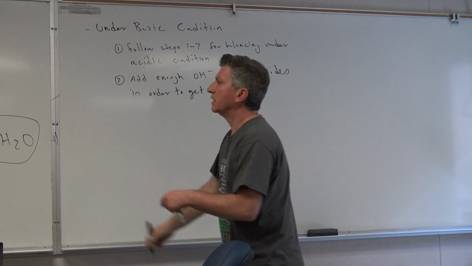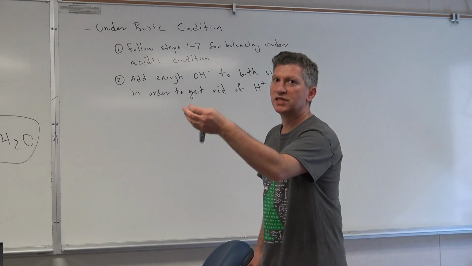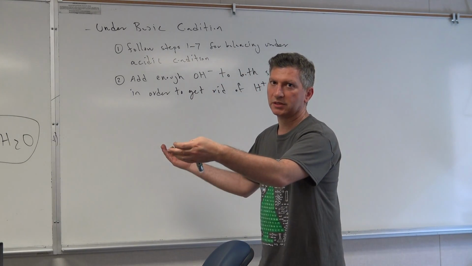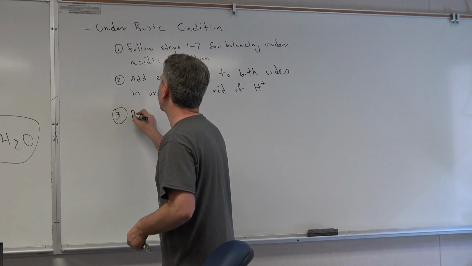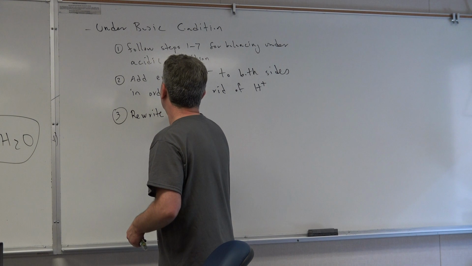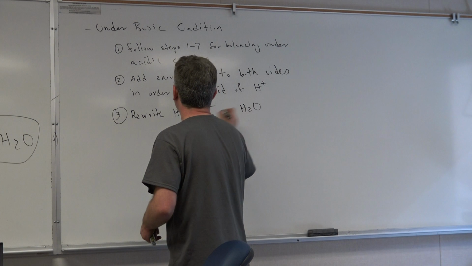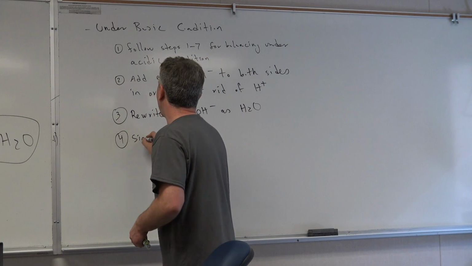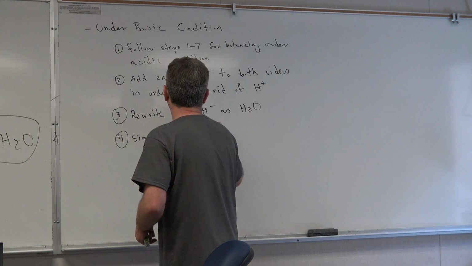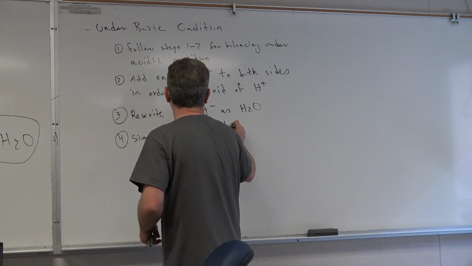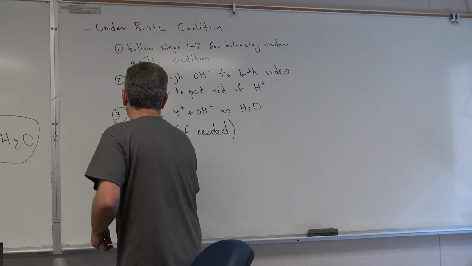hydrogen ions. So here I have 14 hydrogen ions on the reactant side. If you rewind the video, you'll see. That means I have to add 14 hydroxide ions to both the reactant and product side in order to get rid of those 14 hydrogen ions. How do I get rid of the hydrogen ions? You rewrite H plus OH minus as H2O, and then simplify if needed. And again, check to make sure everything's balanced.